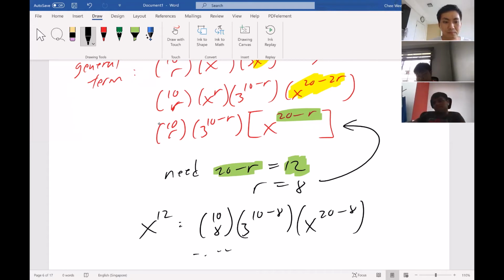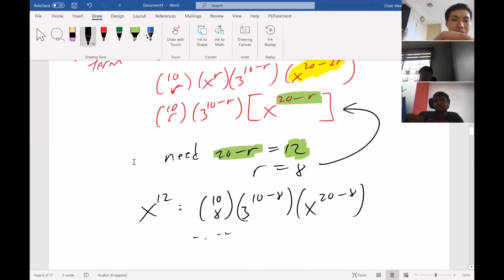Is it possible for the question to ask you, instead of solving for x to the power of 12, to solve for the coefficient of x? Like they say, for example, find the power of x when the coefficient of x is 10. It's possible also, which means that you will equate, let's say you want a coefficient to be 2000, then you will equate this to be 2000 and attempt to solve for r.